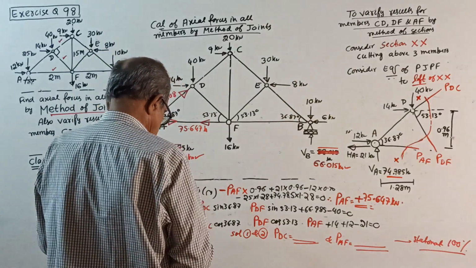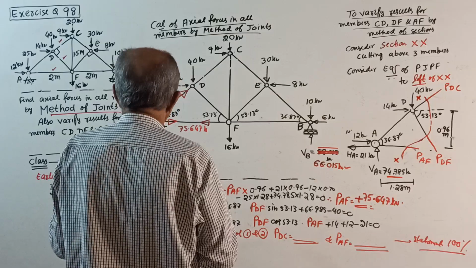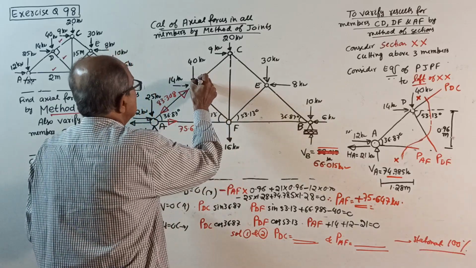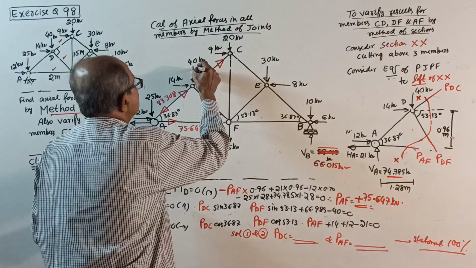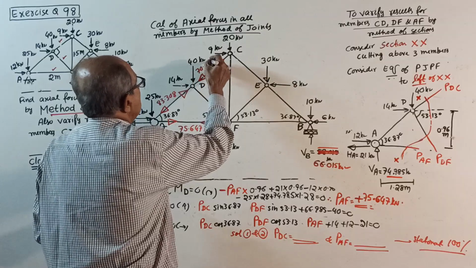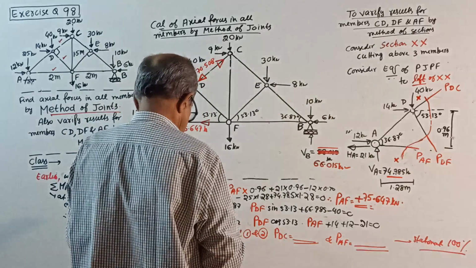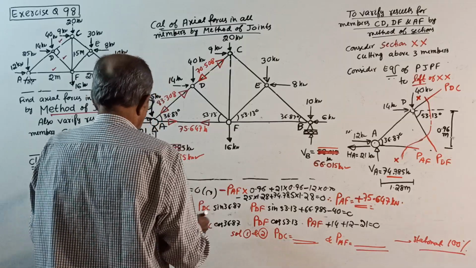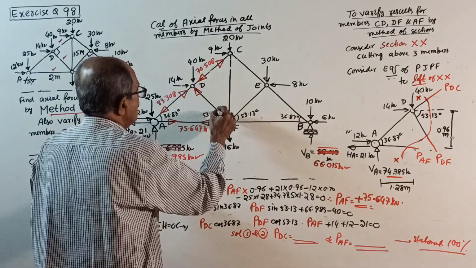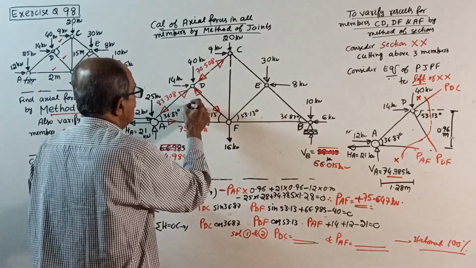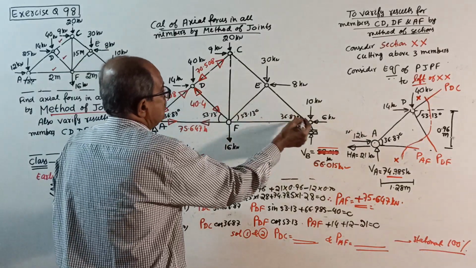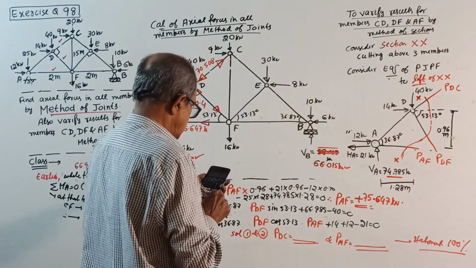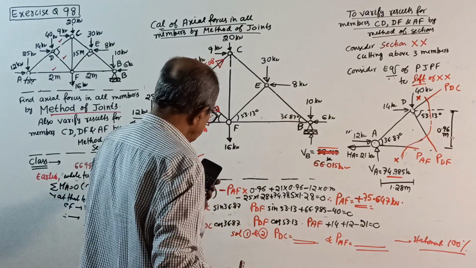One minute. 70.508. 70.508 at this force. 40.4. I will come to this joint. Minus 10 divided by 0.6. 93.358.